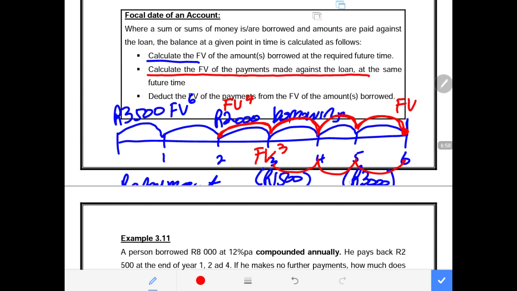So we need to calculate the future value for 3 years. Then after, there was another payment of 3,000 at the end of year 5, meaning it will be the future value for 1 year from year 5 to year 6. So now this will be the future value for 1 year.